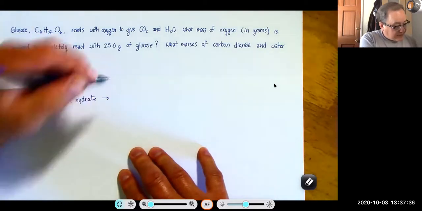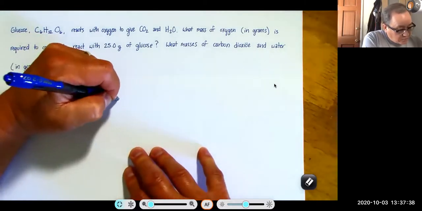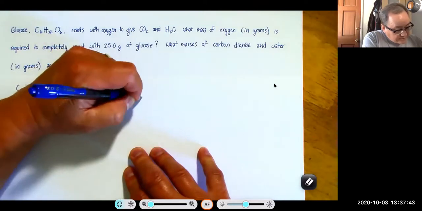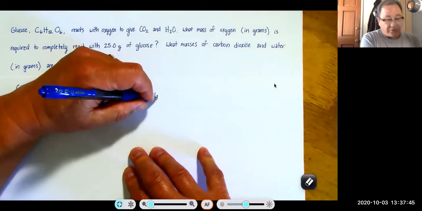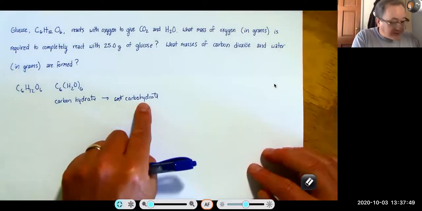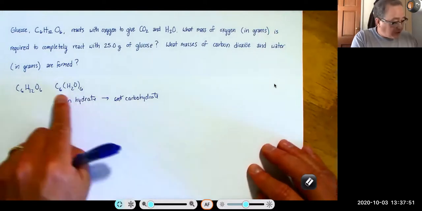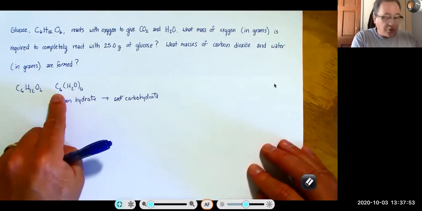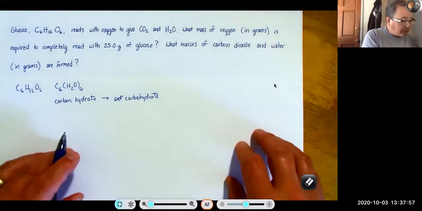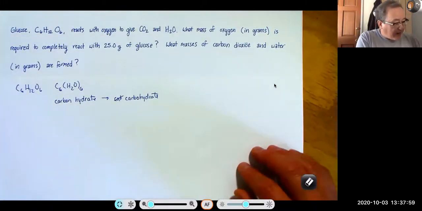And when you put it together, you get hydrate. So you've all heard the term carbohydrate. The origin of the carbohydrate is that many sugars have a ratio of 1 carbon to 1 H2O. Okay, so the first thing we need here is a balanced reaction.